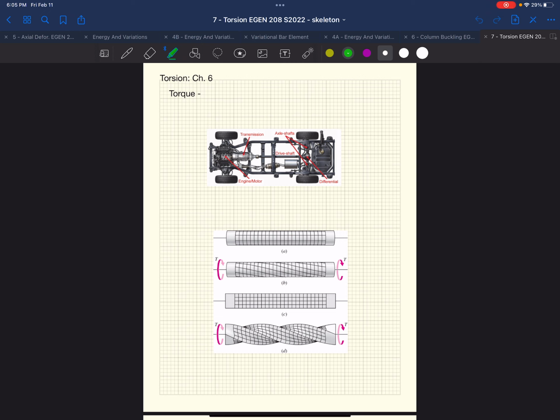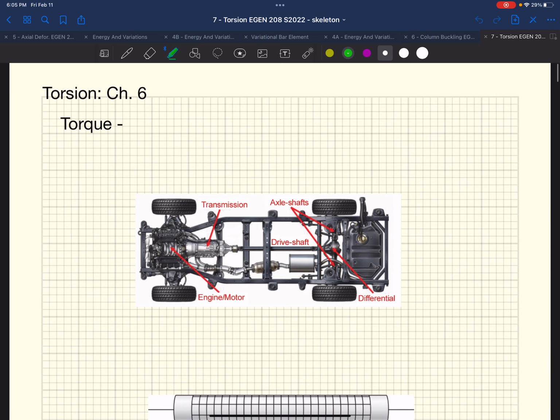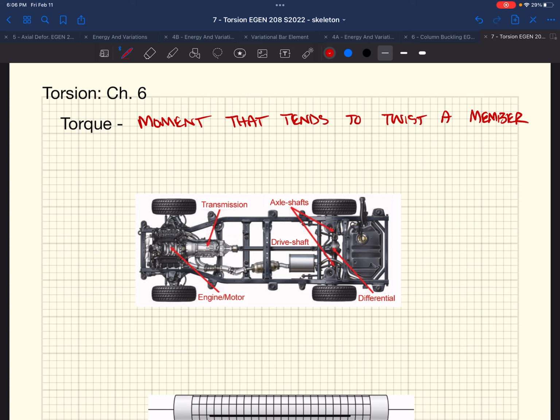Torsion comes from a torque. Torque and moment are really synonymous; they're just rotational forces. Torque is a moment that tends to twist a member about its longitudinal axis.